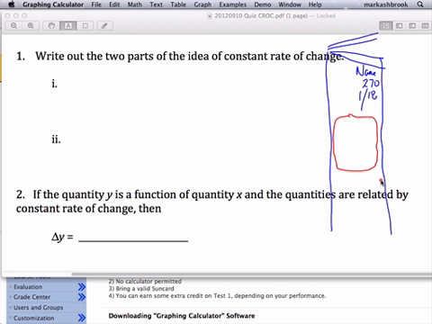So for number 1, write out the 2 parts of the idea of constant rate of change. And number 2, if the quantity y is a function of x and the quantity is related by constant rate of change, then what does delta y equal?